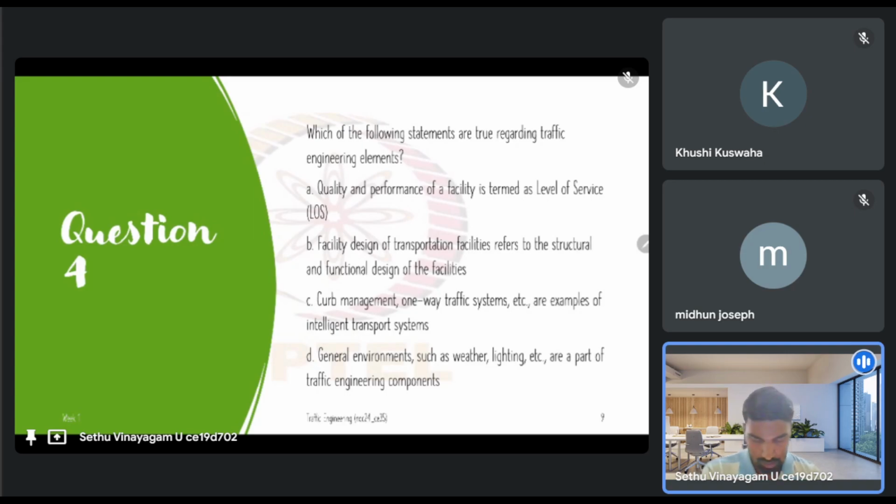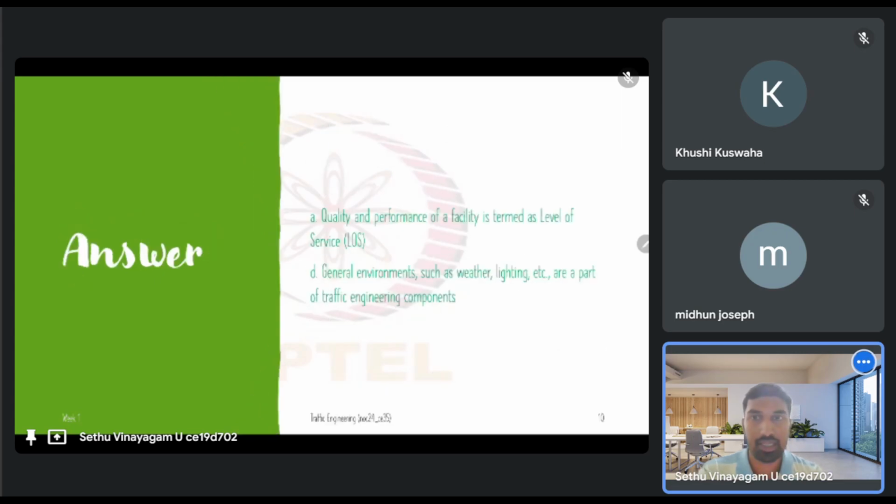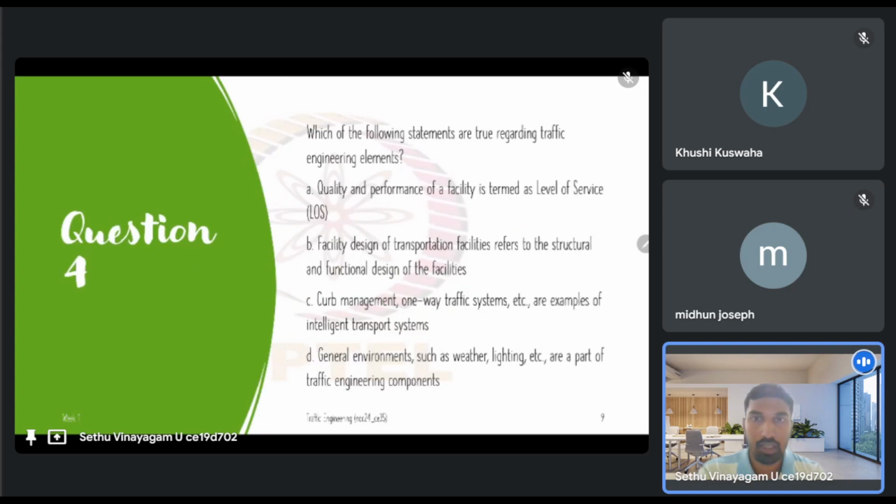Okay, so the right answer is options A and D. Here we are talking about correct statements. Which statements are correct? Option A says quality and performance of a facility is termed as the level of service. So this is correct, right? The level of service is one of the performance evaluation criteria, right?